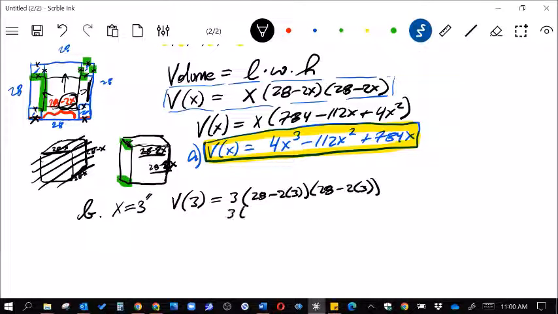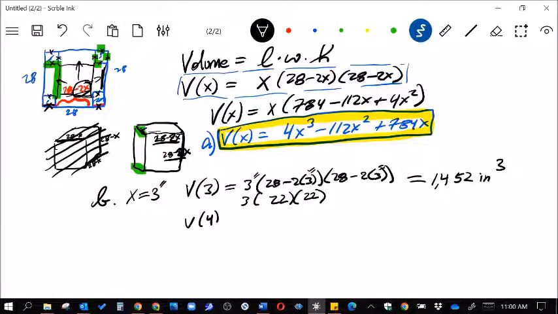So it's 3 times 28 minus 6. Let's see, yeah, 28 minus 6 is 22, I believe. Yep, so we got 22, and then another 22. So when you do 3 times 22 times 22, what you get for this one is 1,452 inches. And because it's volume, you have inches, inches, inches, inches cubed.